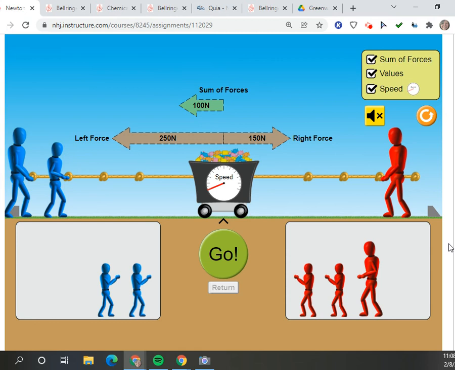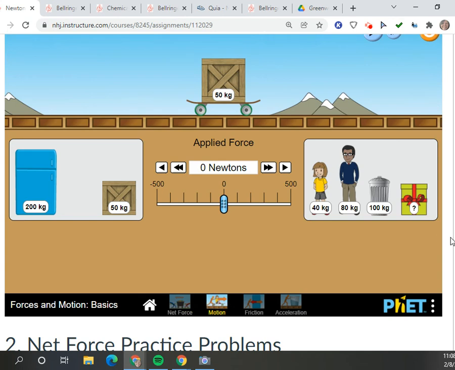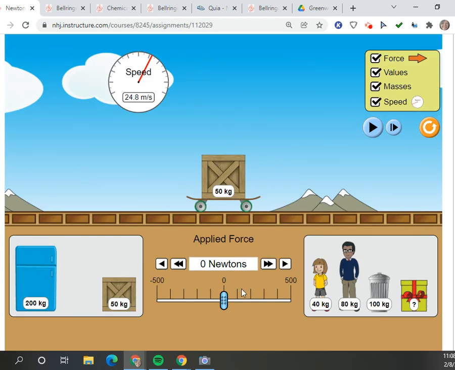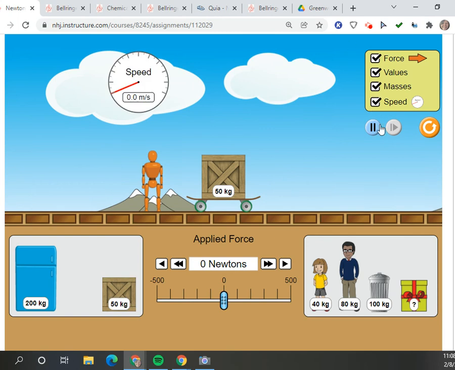All right, let's look at the next idea here, motion. When you look at motion, we're going to reset that so we can see it all at the beginning. I like to click all of the values so that you can compare numbers when you're looking at it. Why isn't the box moving? It's on wheels. There is no force applied to it. Good word choice, good usage. So it's going to sit there until there's a force applied to it.